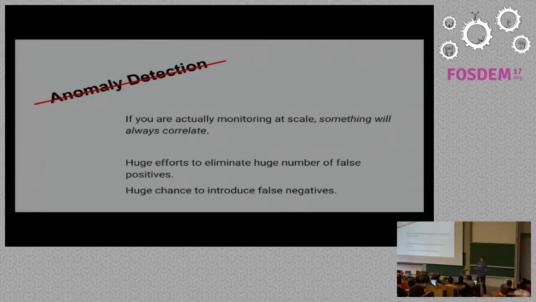Then you have to tweak your methods so we have fewer false positives. At some point this will mean that you will have false negatives, and that's something you cannot tolerate again. A single false negative potentially means that your entire infrastructure is down and nobody's being notified.